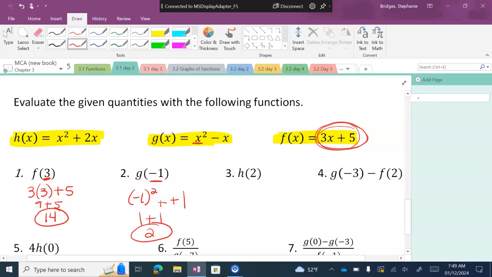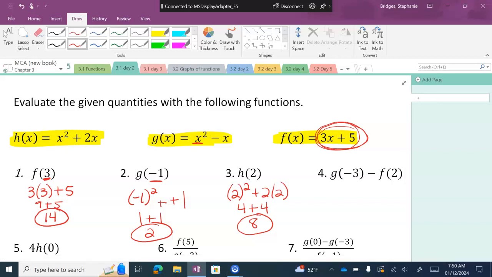And which function do I use for number 3? H. So h says x squared plus 2 times x. So I'm going to plug in a 2. 2 squared is 4. 2 times 2 is 4. So that gives me a total of 8. Is everybody okay with those first 3?